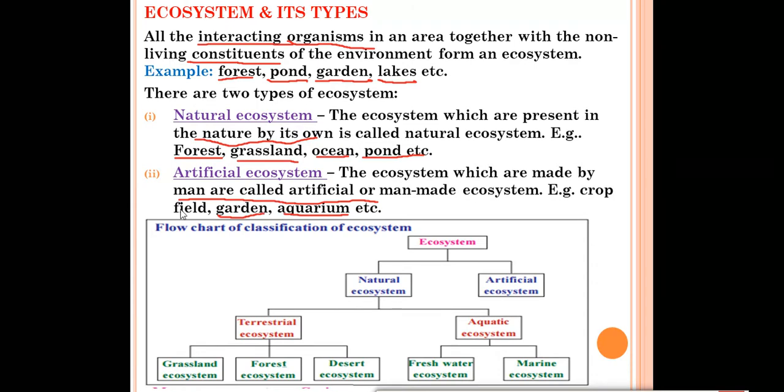Next, crop fields. In the farmlands or in the fields, farmers are growing the crops. So that is also an artificial ecosystem. Examples, so you can write this one: crop field, garden or aquarium.